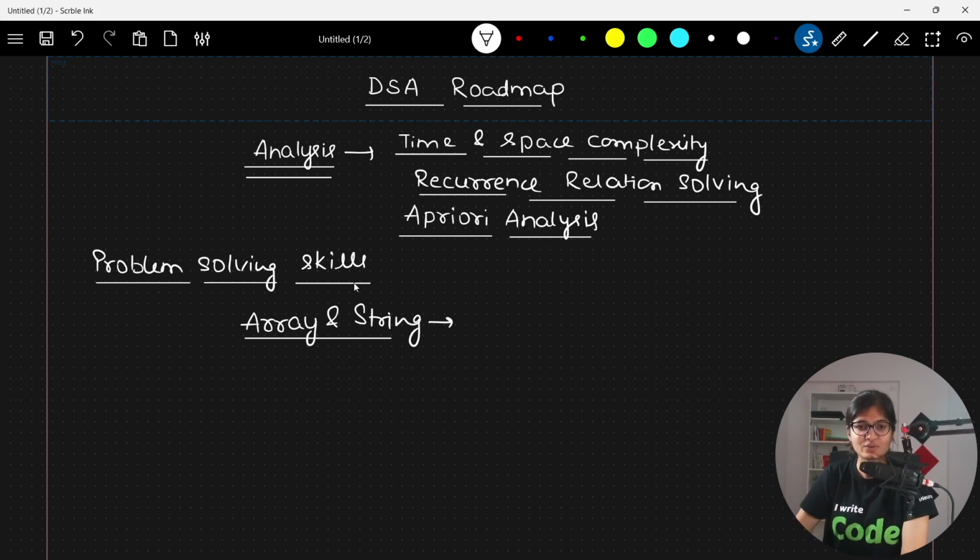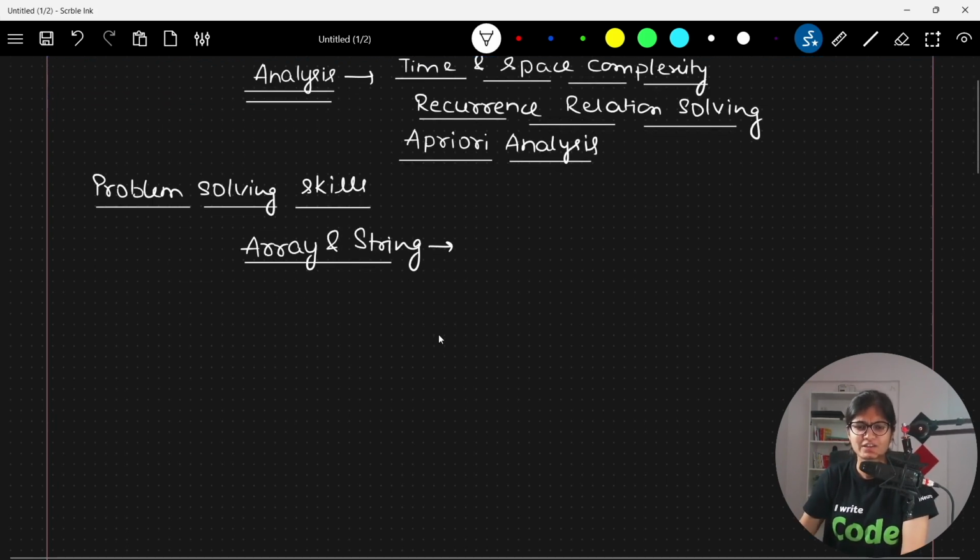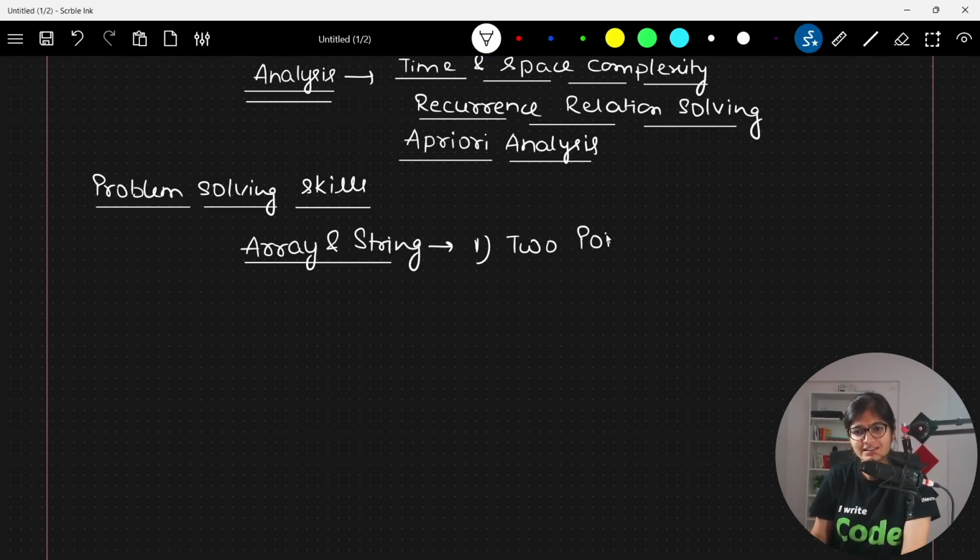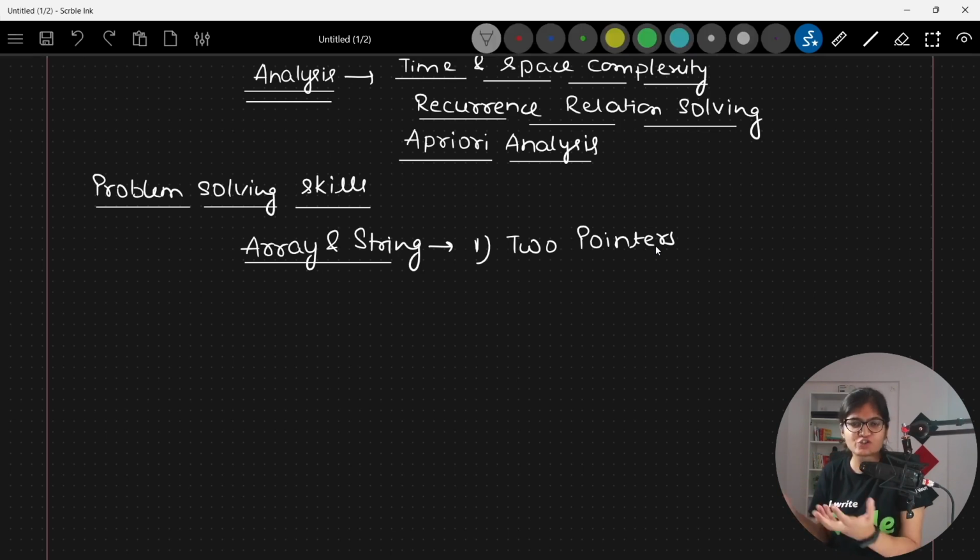In arrays and strings, there are very famous questions. For example, there is one question which is based on two pointers. The questions are the same and the concepts are the same, but there is always a variety of questions. If you are first able to understand the concepts, then the variety of questions is so many.